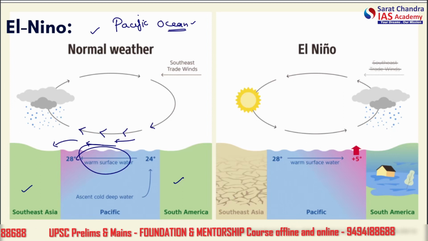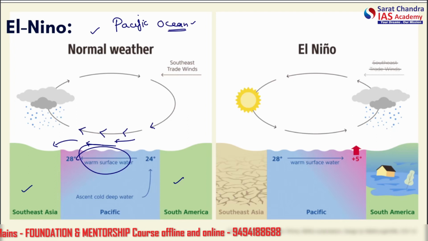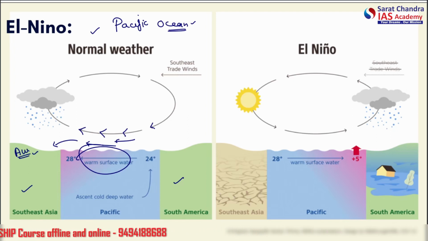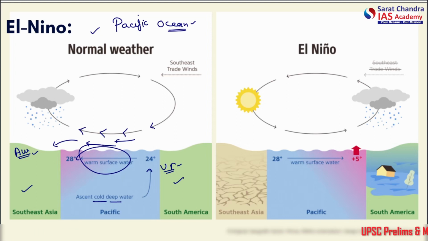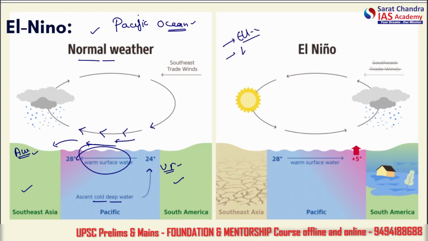As this warm surface water goes towards Southeast Asia or even the Australian side, the ascent of cold deep water happens. This is known as upwelling. Now El Nino and La Nina are two opposite climate patterns that break these normal conditions. These are the normal conditions, and now there might be a break in these conditions. So what break happens? Either El Nino takes place or La Nina takes place.